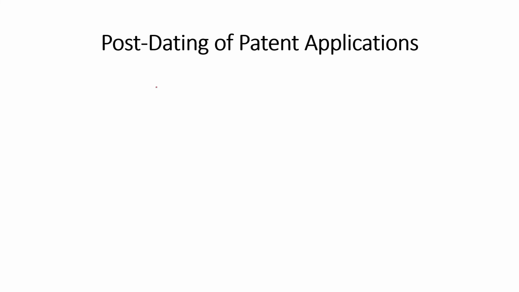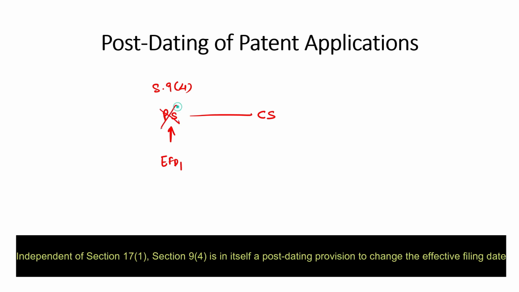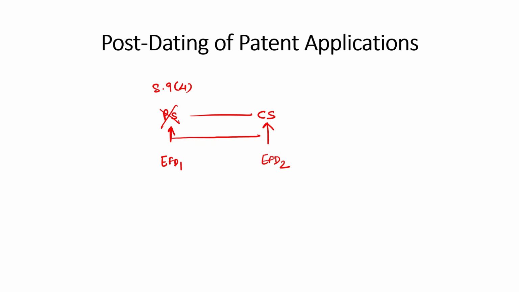It's a very peculiar section. Here you have filed a provisional specification and followed it up with a complete specification. The provisional specification has an effective filing date EFD1. So under section 9.4, the applicant can request the controller to cancel the provisional specification and shift the effective filing date to filing date of the complete specification. So this is how you have post-dated your effective filing date to the date of filing of the complete specification application, which I have mentioned as EFD2.